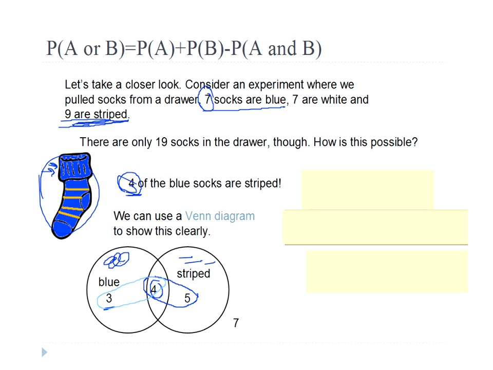Now, this means that I have 12 socks accounted for. 12 socks are blue or striped. That means I have 7 that aren't, because I've got 19 in the drawer. And of course, these are the 7 that are white. So they're outside of those circles.